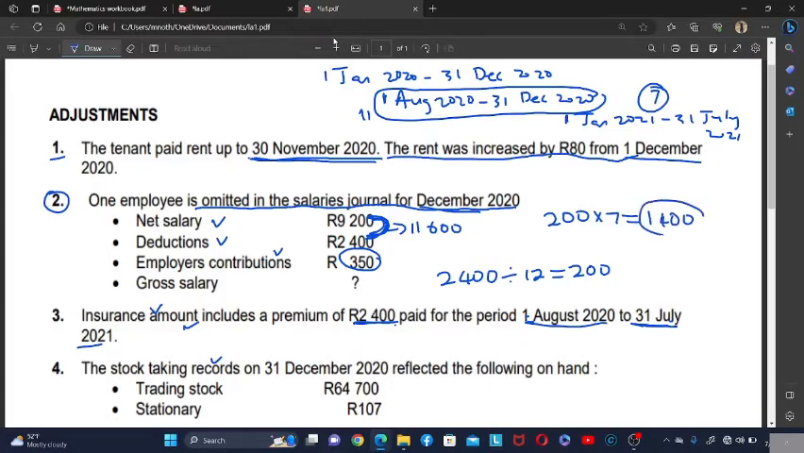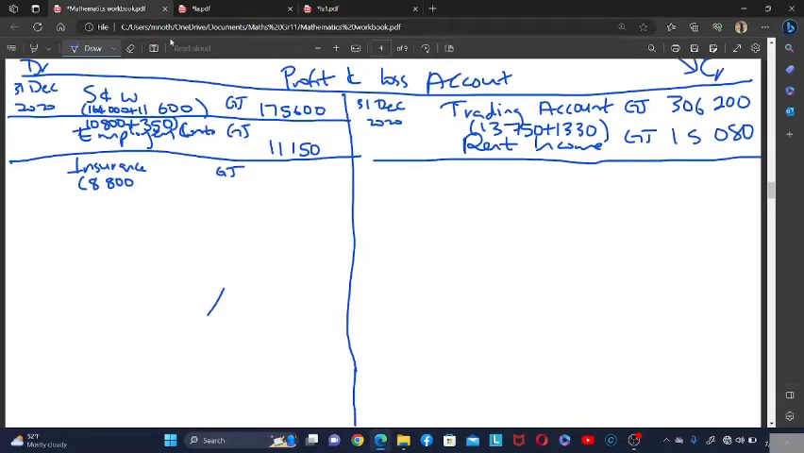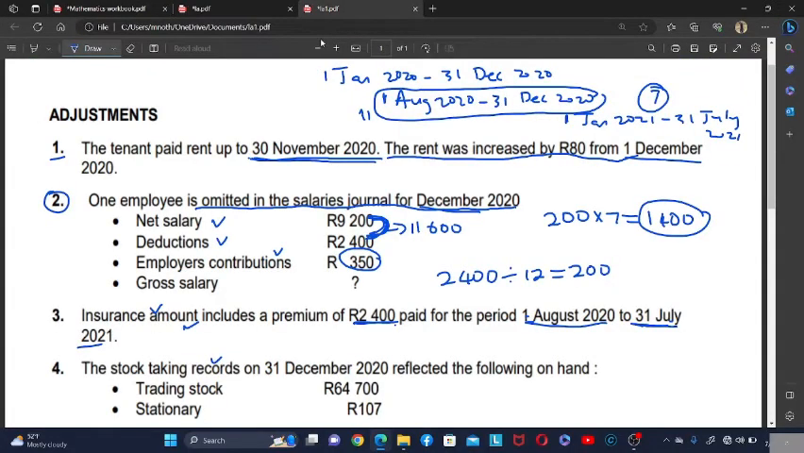So this insurance is for the next financial year. It does not belong in our year. And we are told that it is included in the insurance. So we must go and subtract it because it does not belong in our financial year. So what do we call this? We call this a prepaid expense, which is a liability.